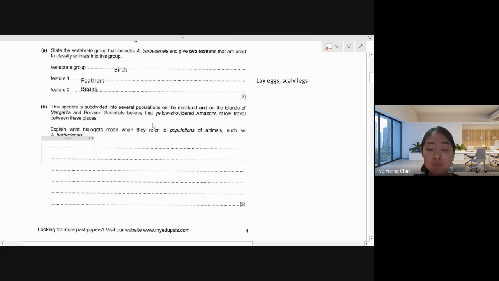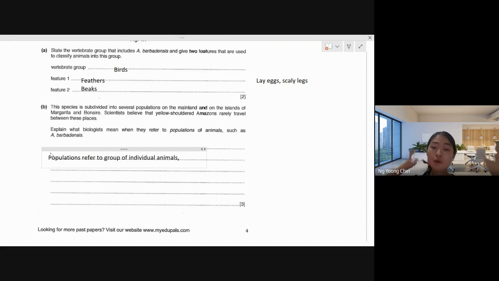They are asking about the definition of population. So what is meant by population? Population refers to the groups of individual animals. It's just like in humans, okay? In humans, we live together in a place, right? All the humans belong to the same species in the same place. So this is what is meant by population: a group of individual animals which belong to the same species.